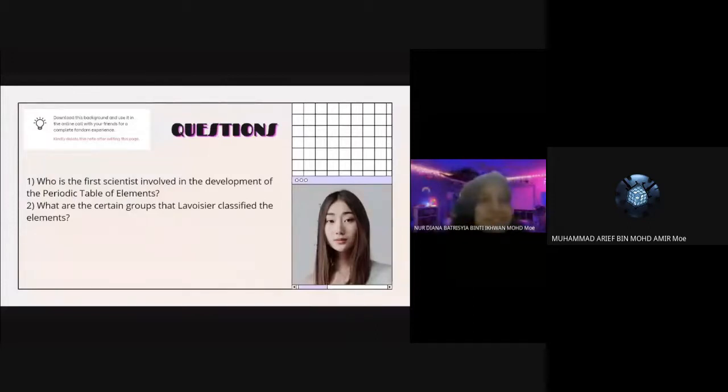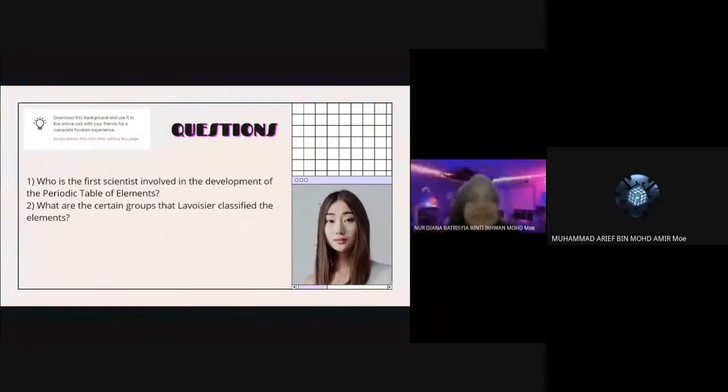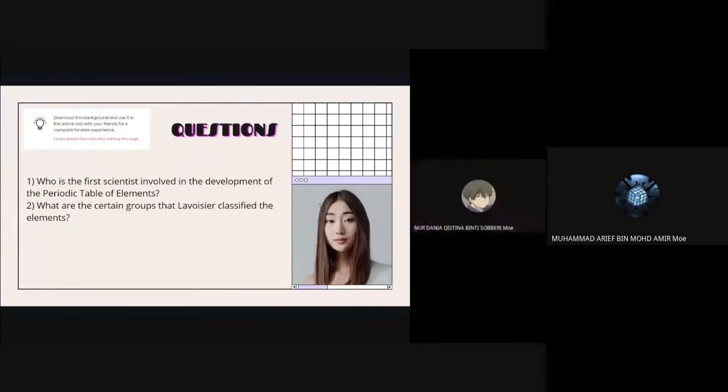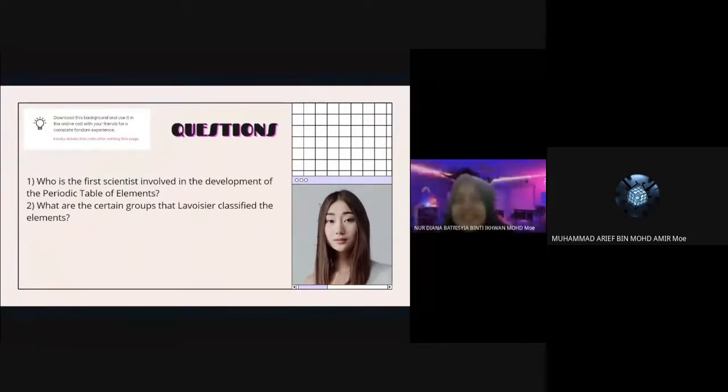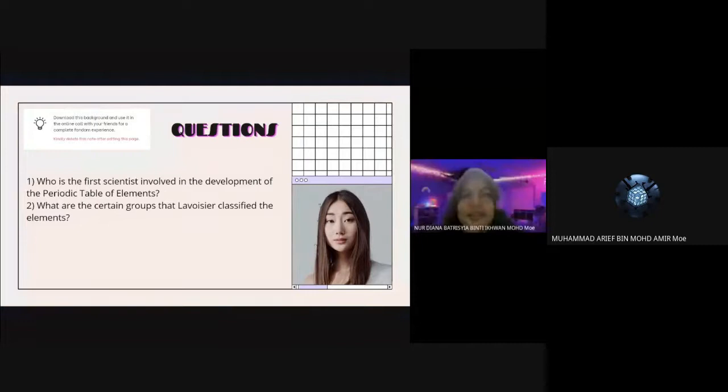What are the groups that Lavoisier classified the elements into? So may I pick Dania? All right, what is the answer? Take your time. There are gases, non-metals, metals, and metal oxides. Yeah, correct. That was the answer. Good, you guys can finish the answers correctly. That means you just finished your homework as well.